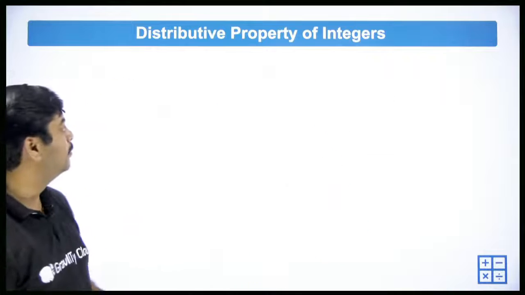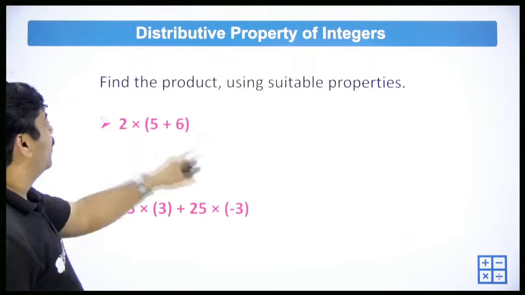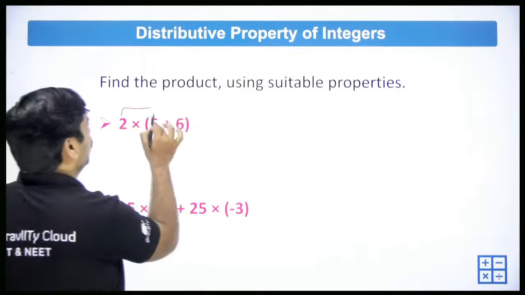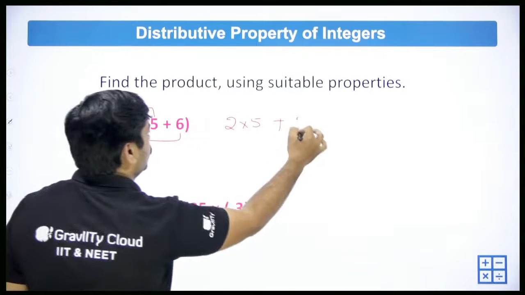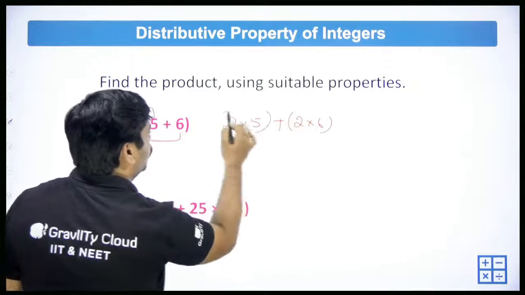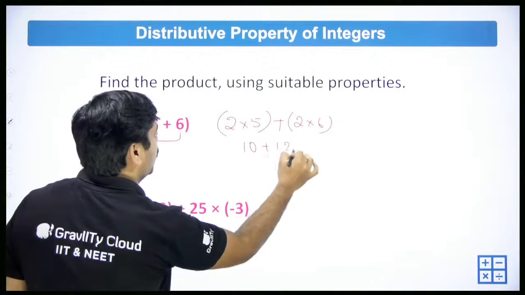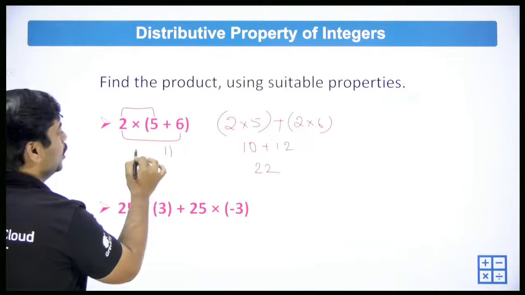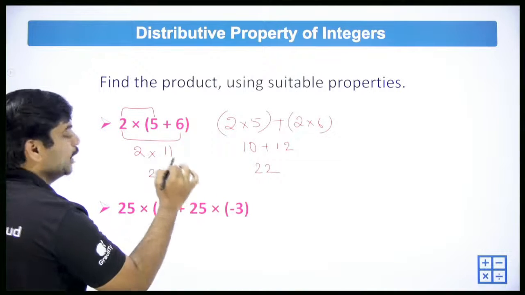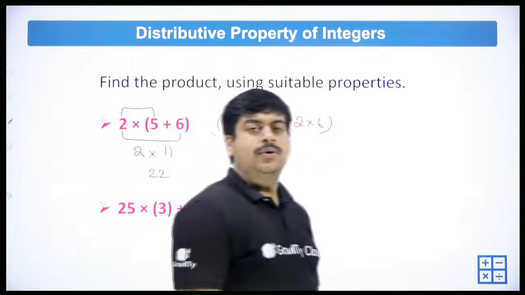Let me take one more example. 2 into 5 plus 6 is equal to 2 into 5 plus 2 into 6. So what is 2 into 5? 2 into 5 is 10 plus 2 into 6 is 12. So that becomes 22. 5 plus 6 is 11. 2 into 11 is also 22, right? The same way, we can also go for the next one.